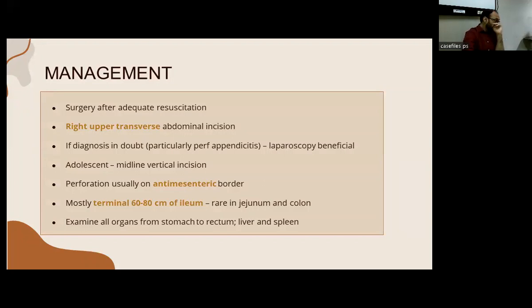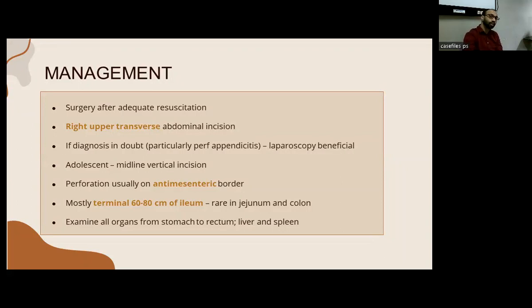Coming to surgery, surgery is to be done after appropriate and adequate resuscitation. Usually, a right transverse abdominal incision is sufficient to access the abdomen. If the diagnosis is in doubt, particularly if there is a suspicion of perforated appendicitis, laparoscopy is usually beneficial. In an adolescent, a midline vertical incision is given, and on entering the abdomen, the perforation is usually found on the antimesenteric border of the bowel, usually in the terminal 60 to 80 centimeters of ileum. Rarely, it can also be seen in the jejunum and colon.